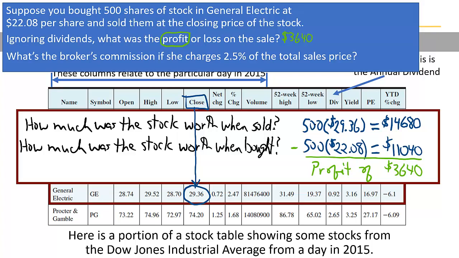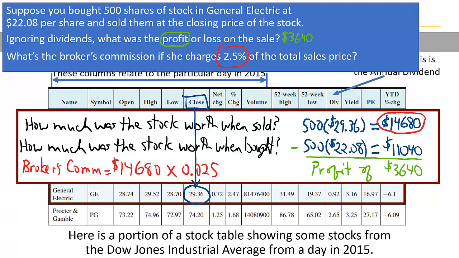What's the broker's commission if she charges 2.5% of the total sales price? Well, what is the total sales price? The total sales price is that $14,680 that you received for selling your stock on that day in 2015. And if the broker charges 2.5%, that's 0.025. So if you multiply 14,680 times 0.025, you get $367. So the broker's commission on that transaction was $367.